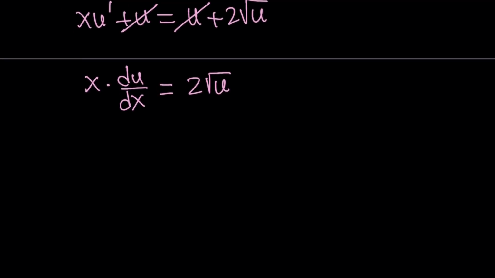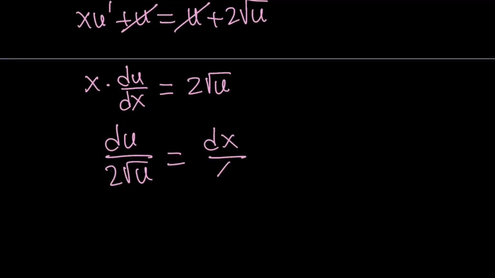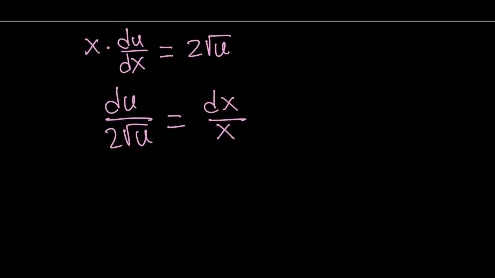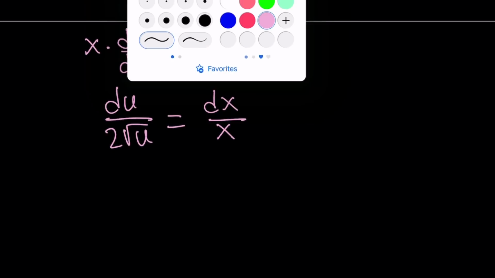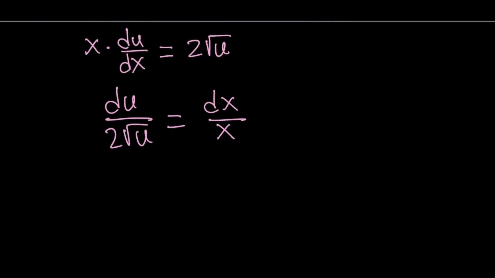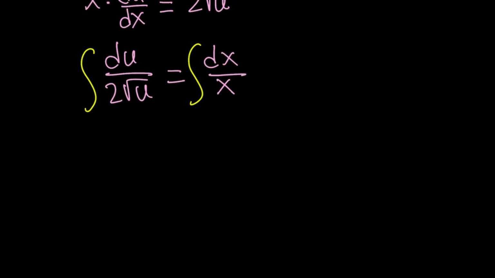And let's go ahead and divide both sides by 2 times the square root of u, so that we can put all the u's on the left hand side, and let's put the x's on the right hand side. So we have dx over x. Now at this point we can go ahead and integrate both sides with respect to x, and remember u is a function of x.